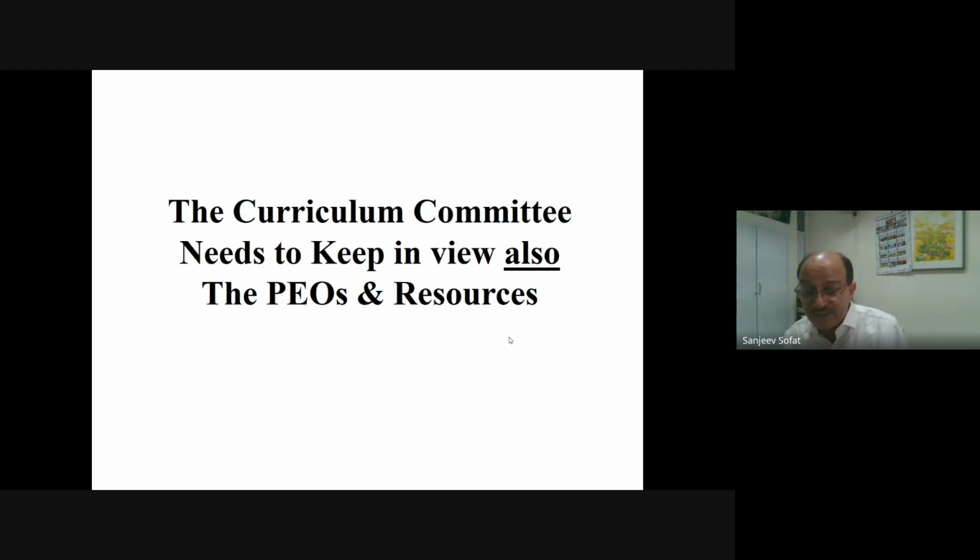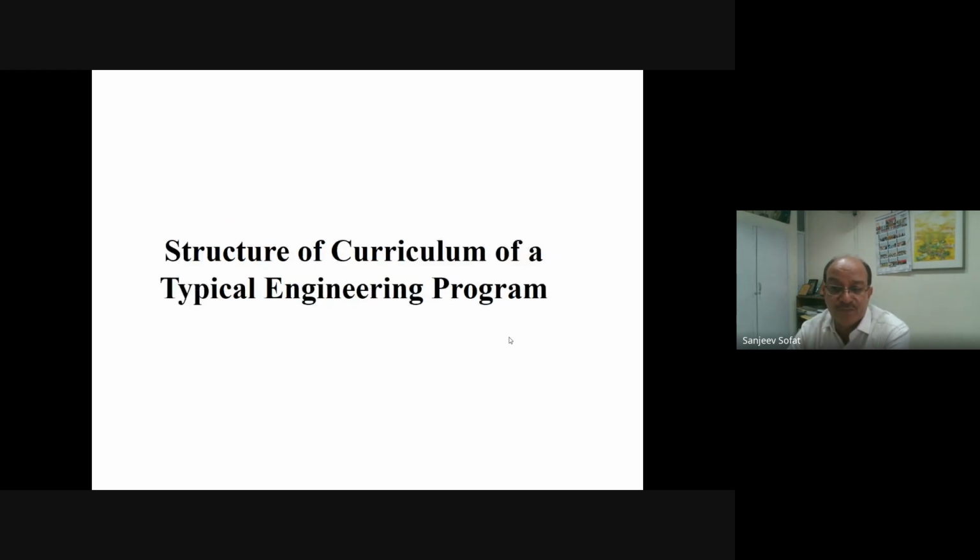What sort of resources are required? The moment I say this is the curriculum, I must define the resources required to implement it. Resources are your faculty and your labs. The moment I say this is a curriculum, what sort of expertise do I require in the faculty to teach that particular course? What sort of equipment do I require for imparting the education?